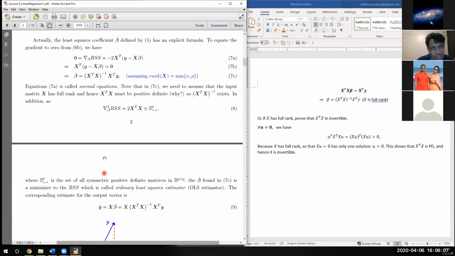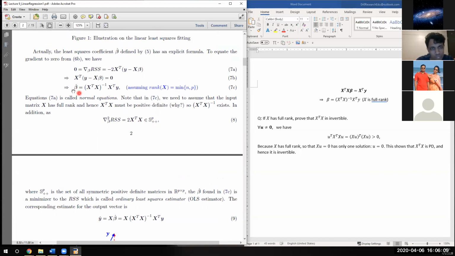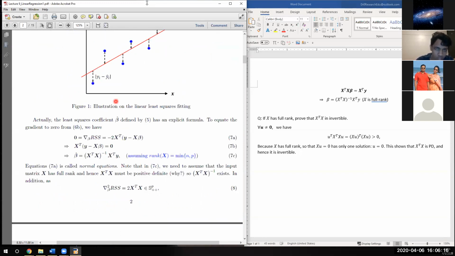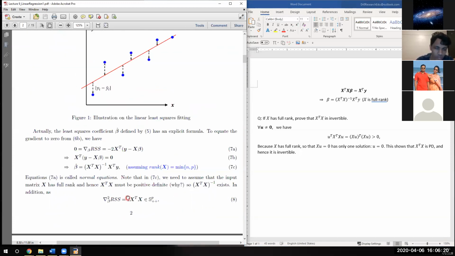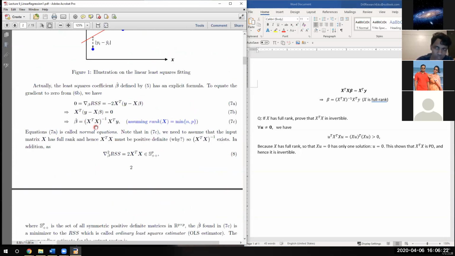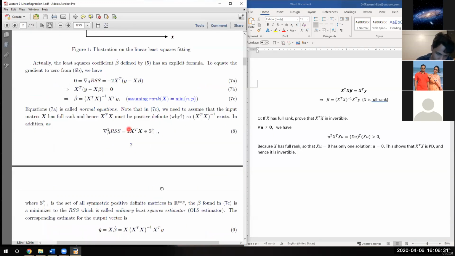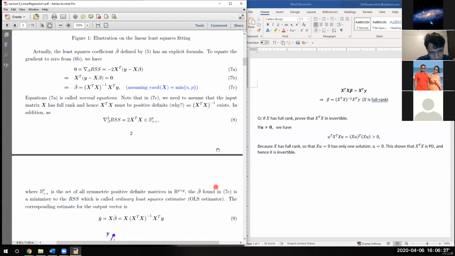Because this is PD, this tells you that this solution is really a global minimization. Why global? Because clearly this is convex. So this is a convex programming, so the local minimization means global minimization. So this is the unique global minimization, and we call it the OLS solution, ordinary least squares estimator or solution, whatever.